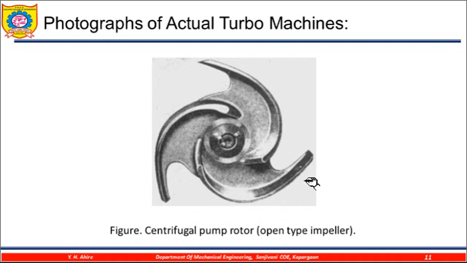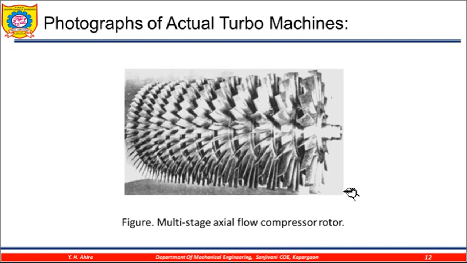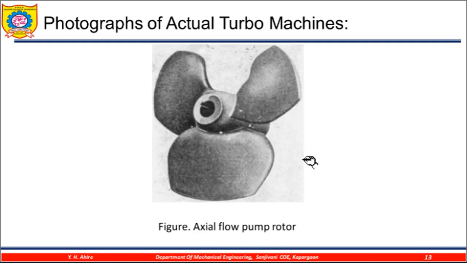This is an impeller of a centrifugal pump, an open type of impeller. So there are types of impellers. This one is a multi-stage axial flow compressor rotor, so there are multiple rotor blades. And lastly, this is the axial flow pump rotor, where the flow of the fluid is axial through the pump. Okay, thank you.